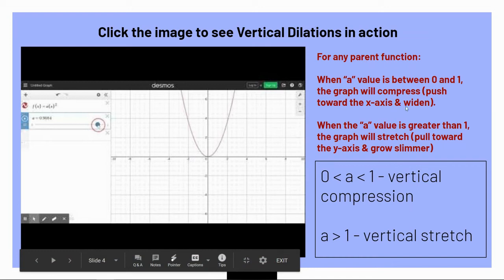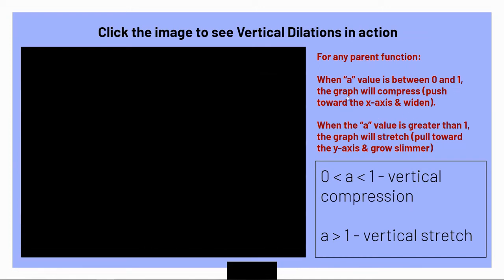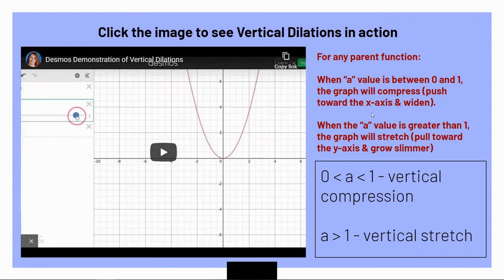So for any parent function, when A is between 0 and 1, the graph will compress or push toward the x-axis and widen. When A is greater than 1, the graph will stretch or pull towards the y-axis and grow slimmer. So let's see how that would look.